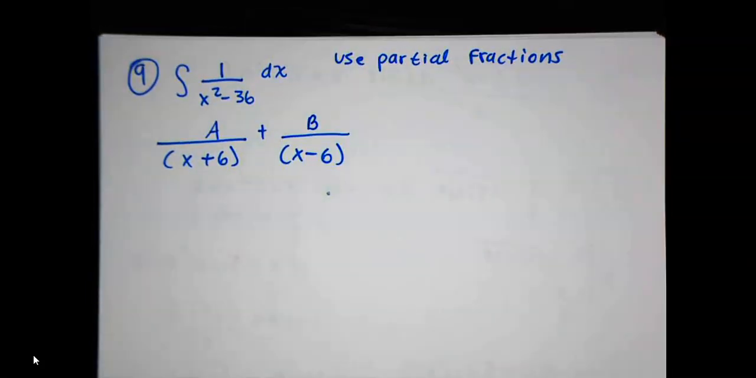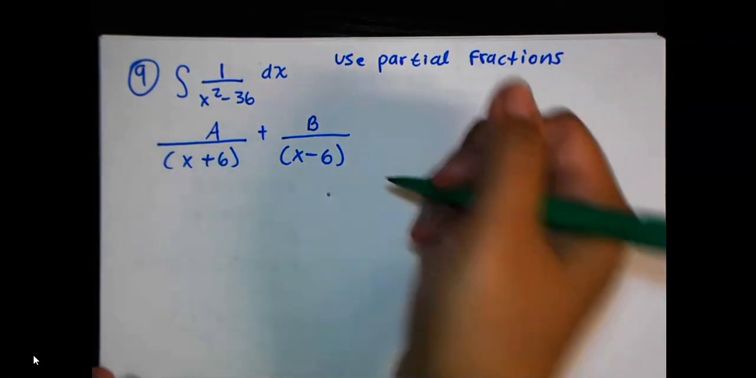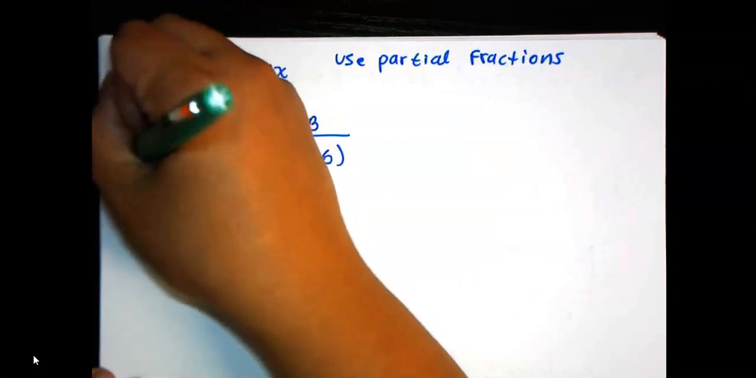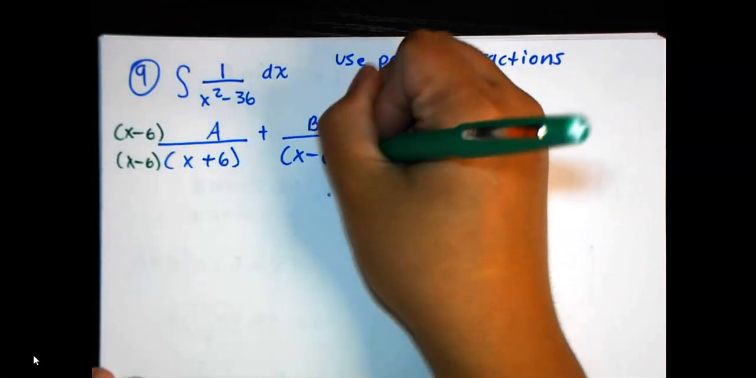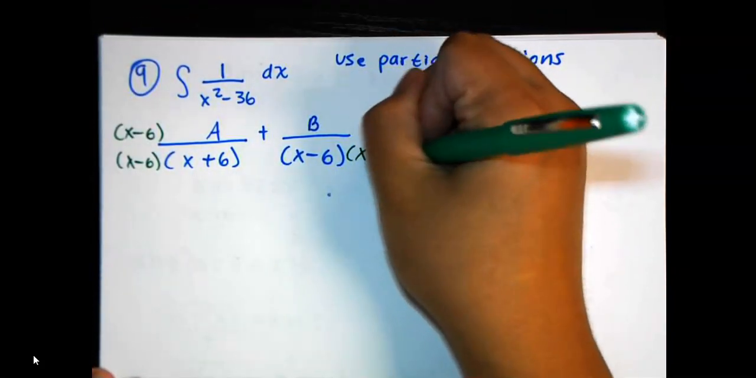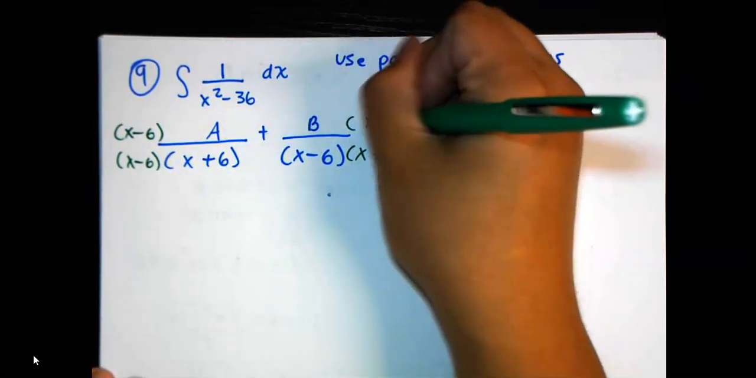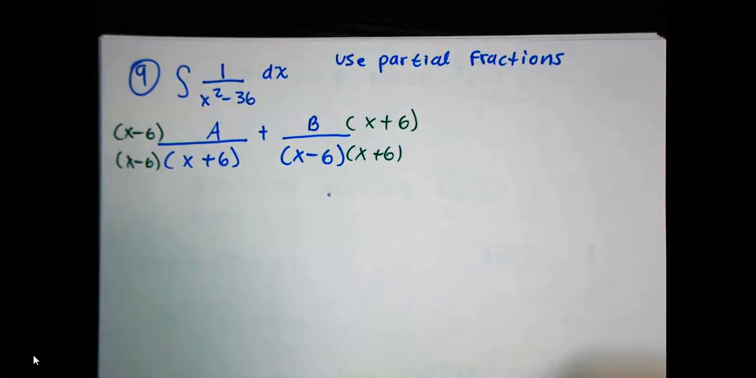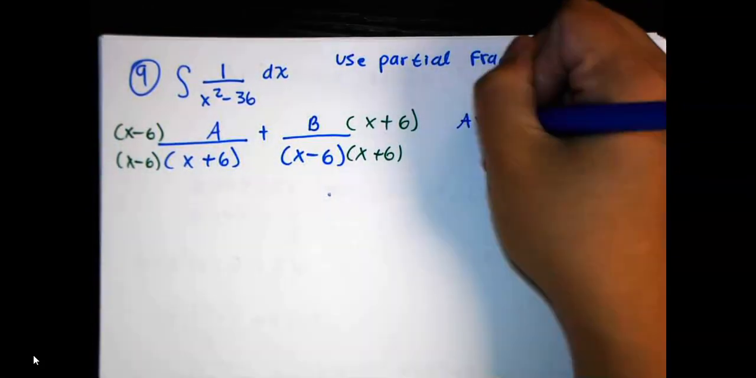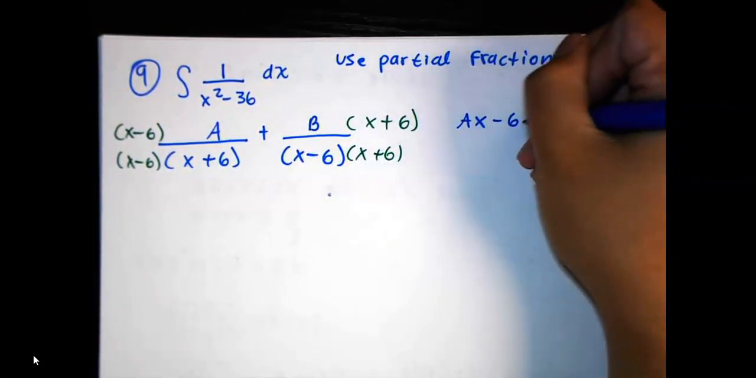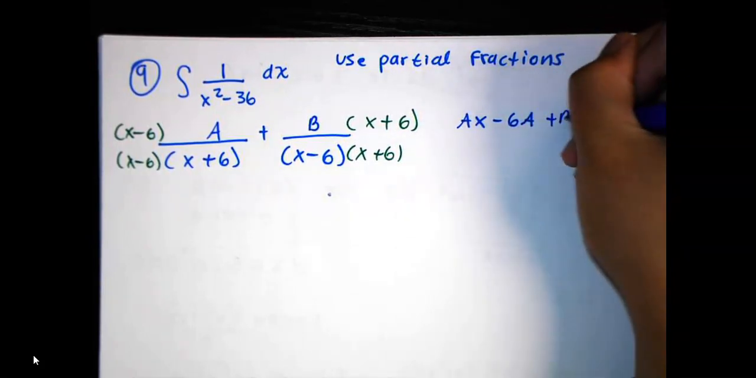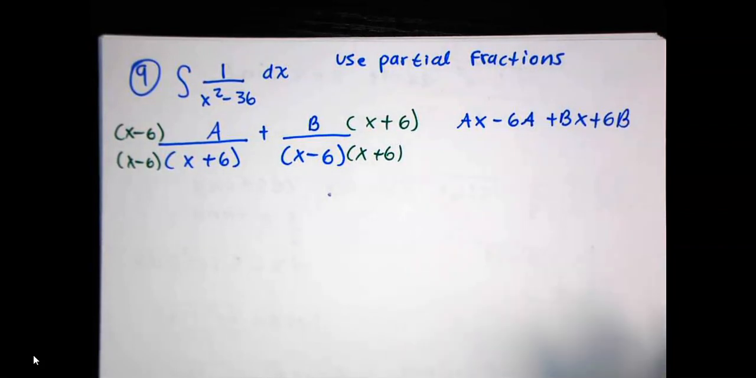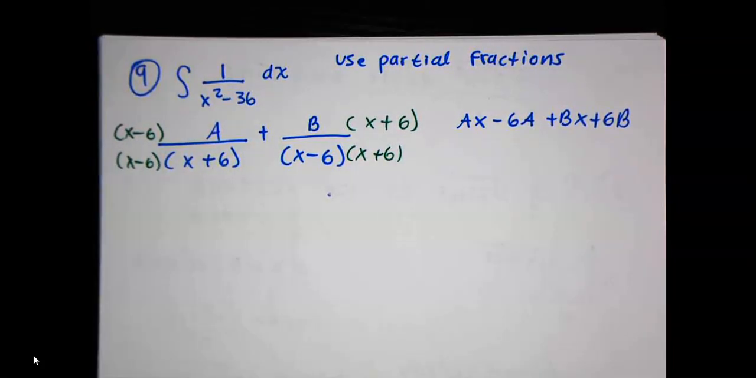How do I add fractions? We need common denominators. So for this side, I need to multiply by x minus 6, and to this side, I need to multiply by x plus 6. Okay, so then I'll have ax minus 6a plus bx plus 6b. Let's figure out what a and b are.